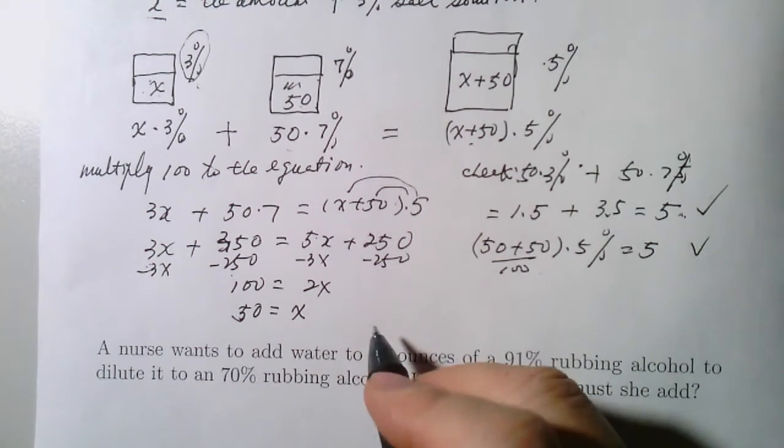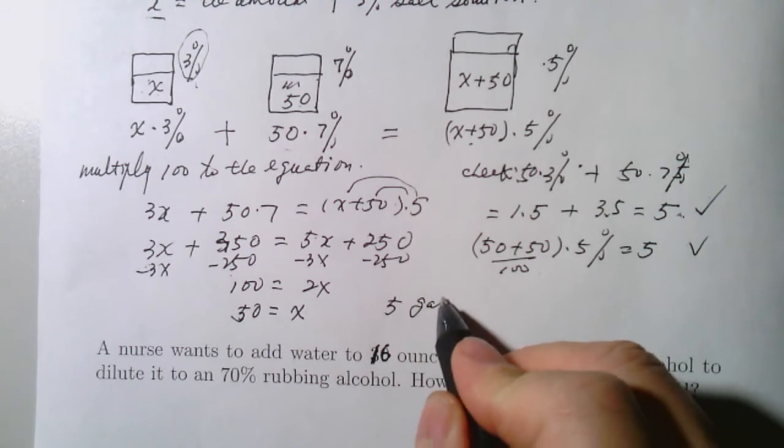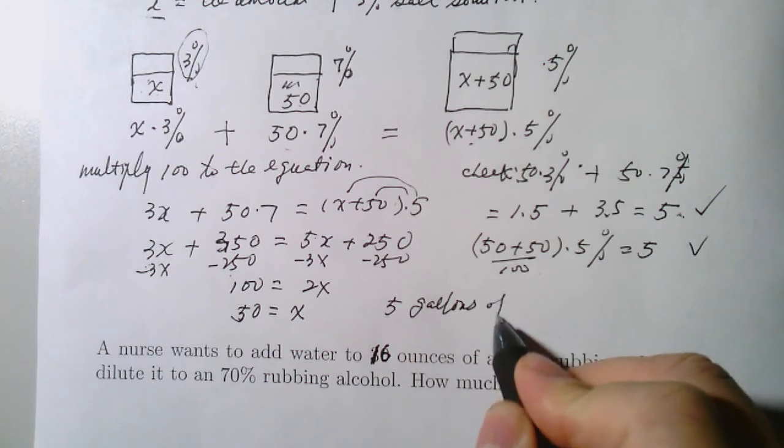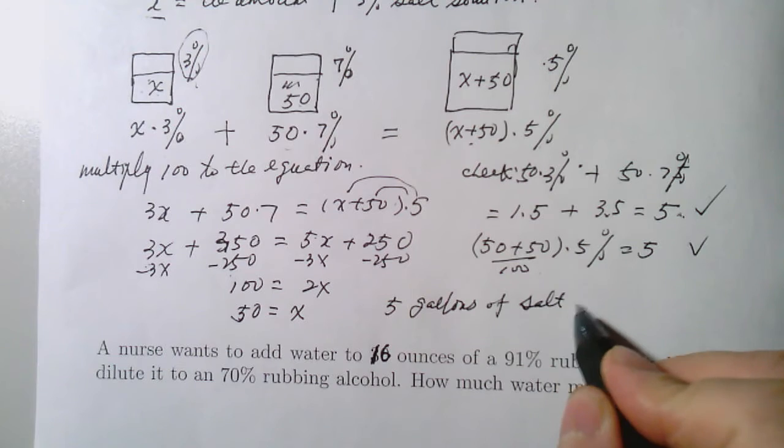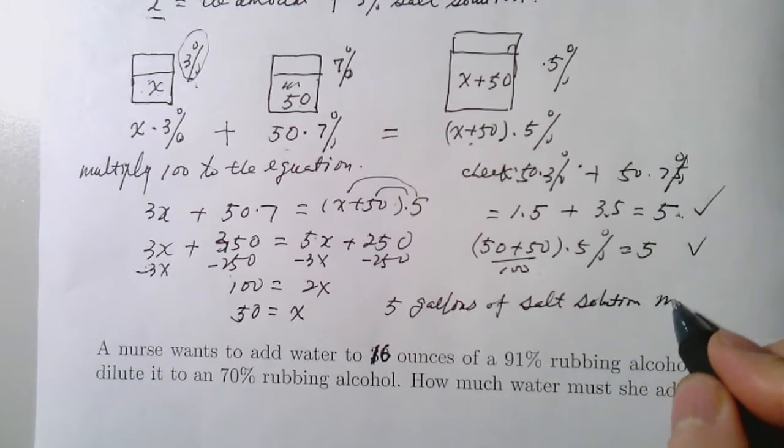Now we're going to answer: 50 gallons of 3% salt solution must be used.